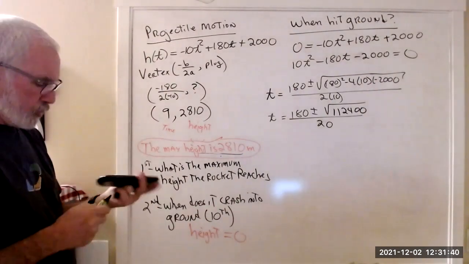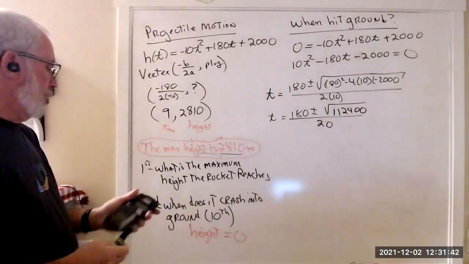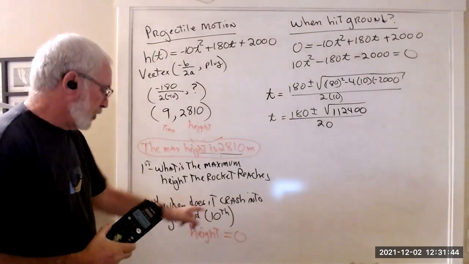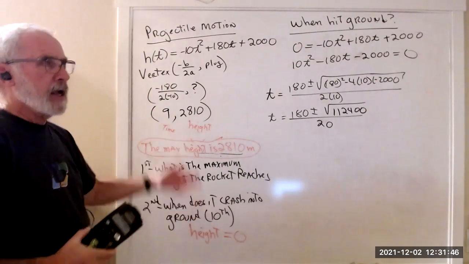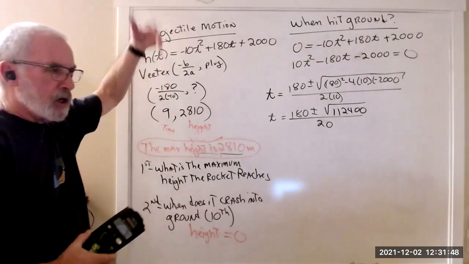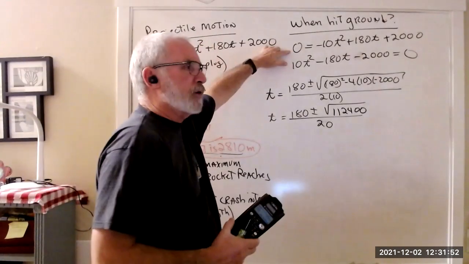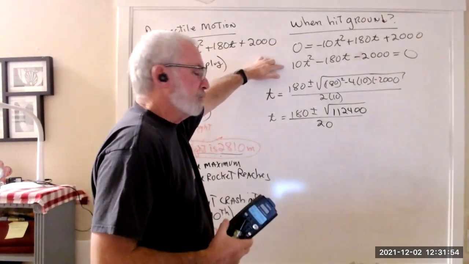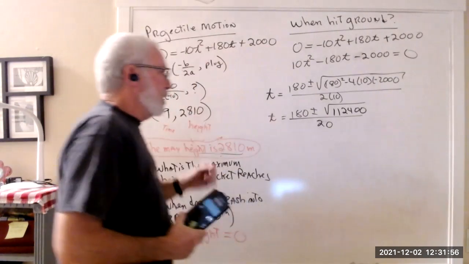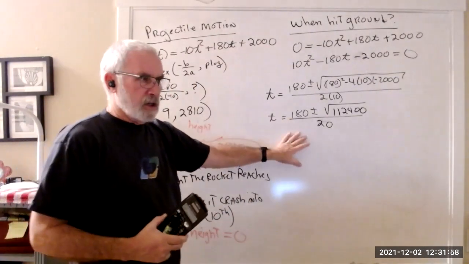Notice the directions. I said, when does it crash into the ground? And I went through all this talking about hitting the ground means height equals 0. So that's your equation. You solve it. Okay, you got some really ugly numbers here.